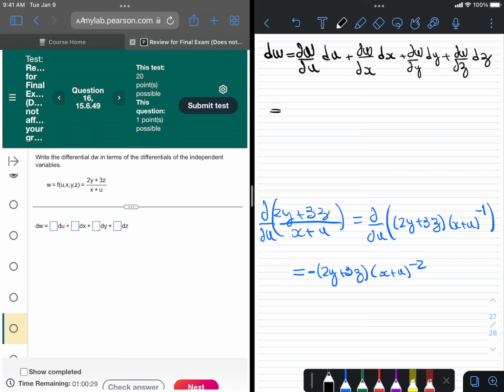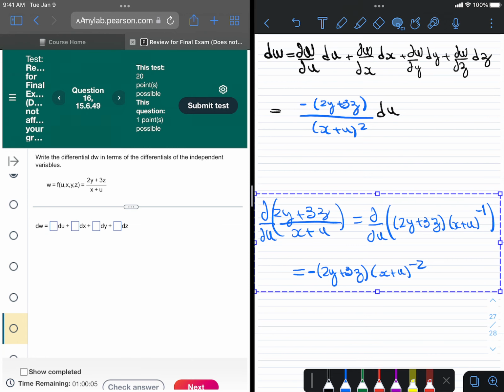So decrease the power by 1, it becomes a negative 2. Okay? So ∂w/∂u will be negative (2y plus 3z) divided by (x plus u) squared. That's because of that. du. Right?